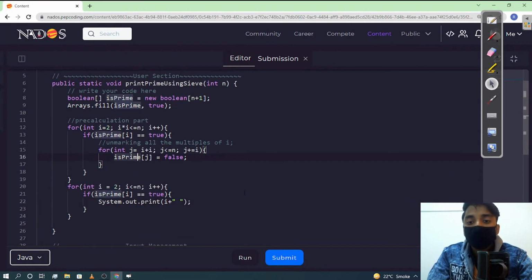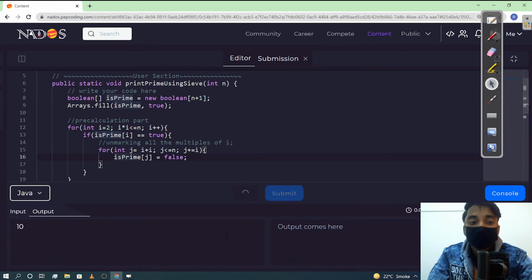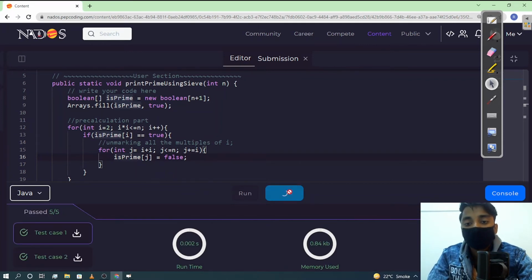So this is the code. Let's run this. So the n is 10, the range is 10, and we have the answer as 2 3 5 7. Let's try to submit this. All the test cases are also passed.